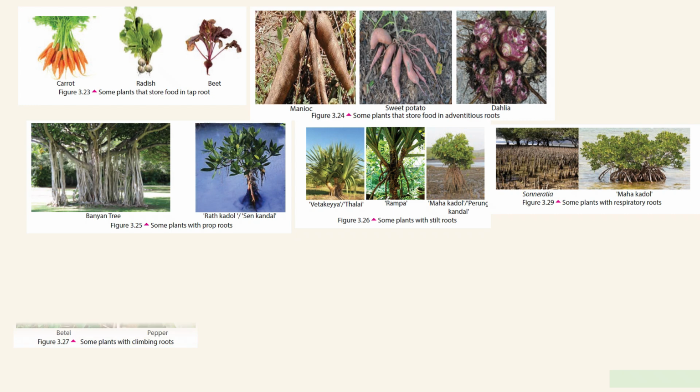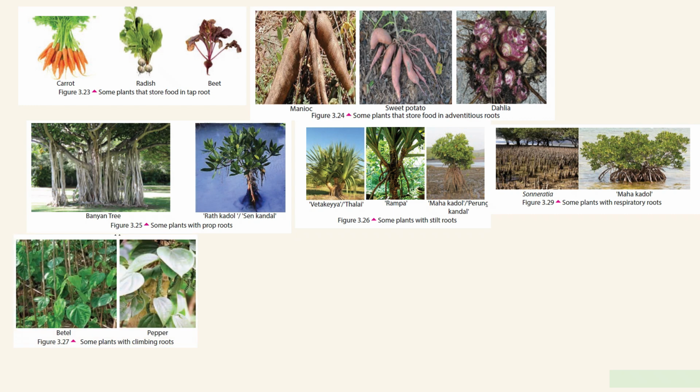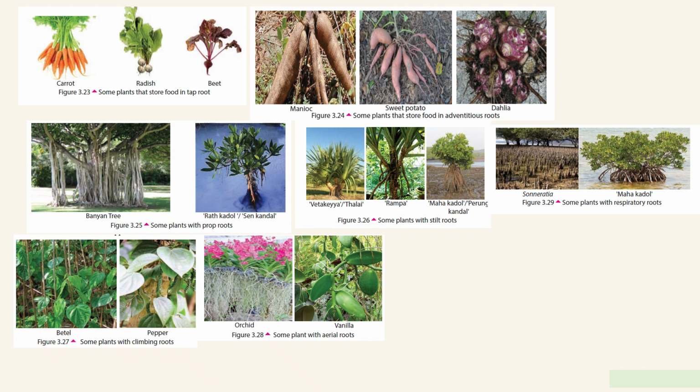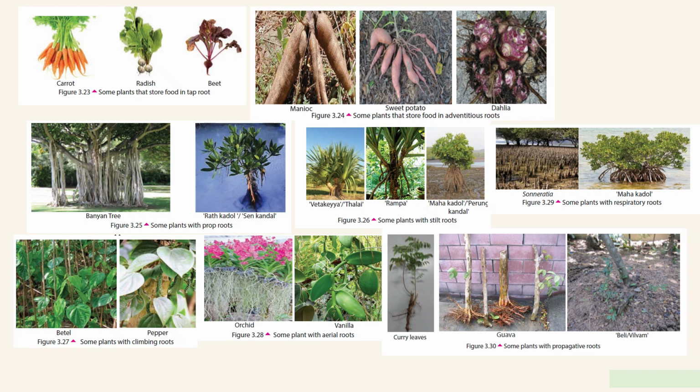Some plants with respiratory roots: Sonneratia, mahakadal. Some plants with climbing roots: betel, pepper. Some plants with aerial roots: orchid, vanilla. Some plants with propagative roots: curry leaves, guava, belly. Around these plants you can see some more baby plants have come out because of their roots.